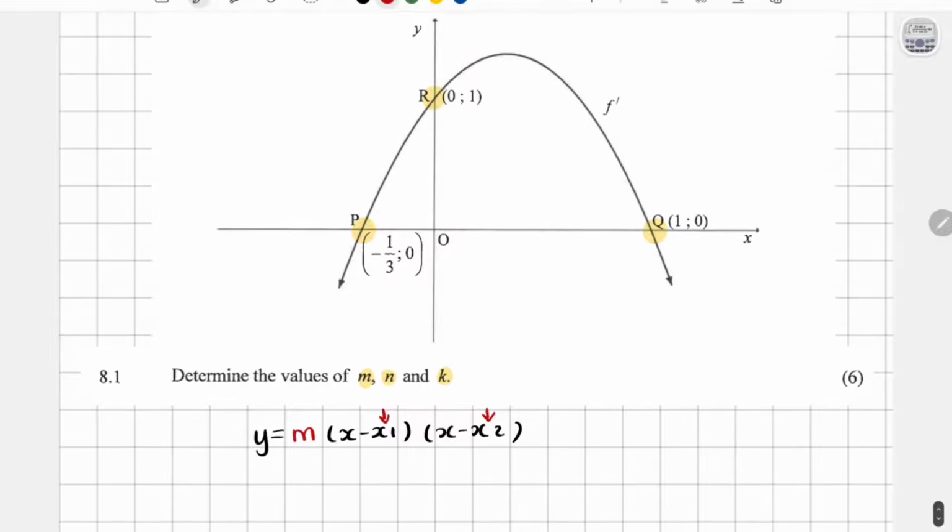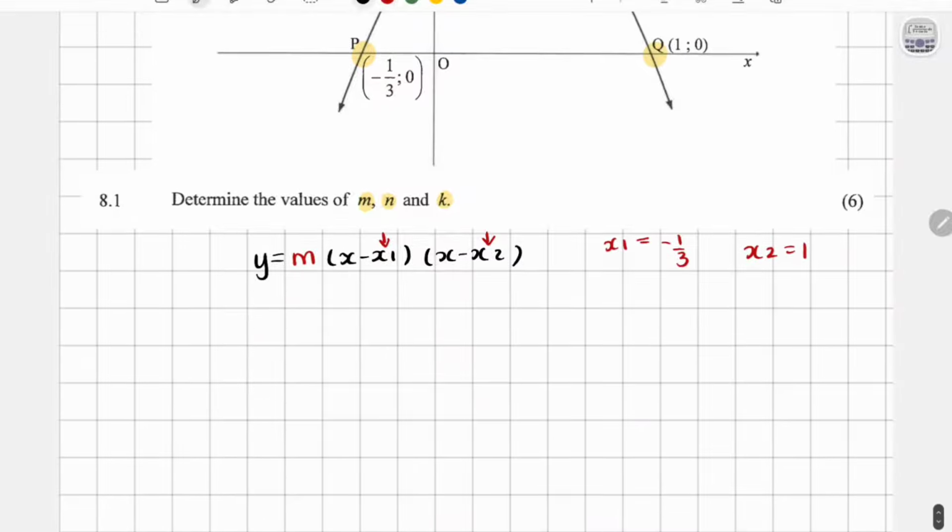Okay, so now x1 and x2, this is what we have. x1 is the first x-intercept, the x value of it, which is negative 1/3. And x2 is 1, the second x-intercept that we have. So we can just substitute these first into the equation. So we have y is equal to, then we still have the m, open bracket, x minus x1, so that's going to be minus negative 1/3. But remember, minus negative 1/3 is just going to be plus 1/3. So I'm going to change that to plus 1/3. Then we have x minus 1. Okay, so that's the x-intercepts in.